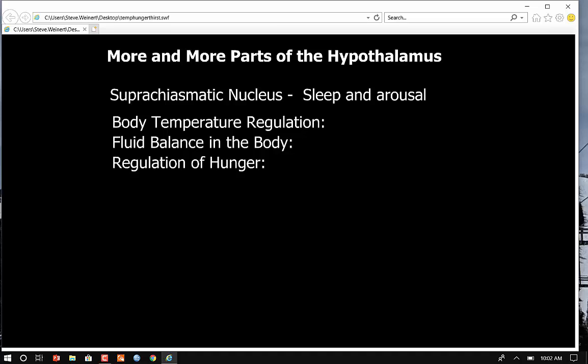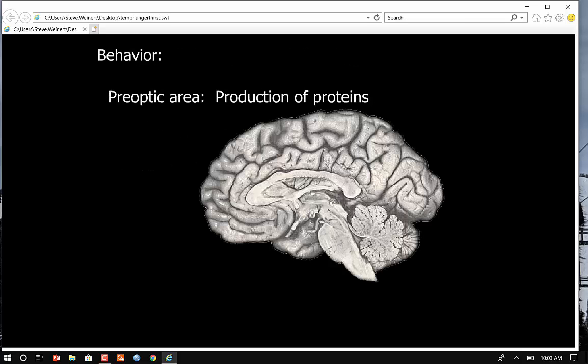So the preoptic area has to do with the behavior of emotions. Not emotions, sorry. The preoptic area is the behavior of hormones. No, the behavior of your emotions is right here. It's called the cingulate tract. Oh, look at it back here. Okay, so the preoptic area is about the production of proteins, and those proteins change your behavior.